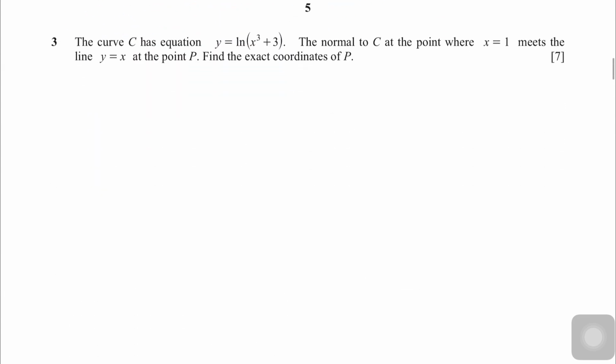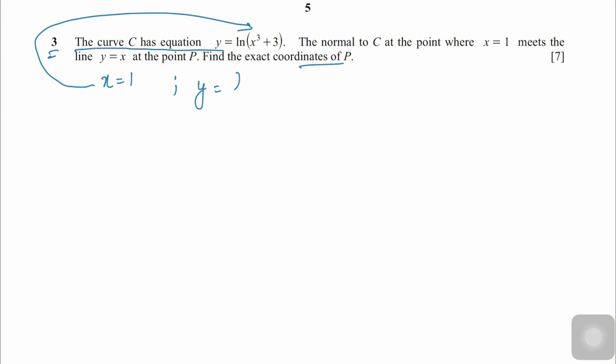Now moving on, we have our question 3 as the curve C has equation y equals ln of x cubed plus 3. The normal to C at the point where x equals 1 meets the line y equals x at the point P. Find the exact coordinates of P. So we are given x equals 1. We can calculate our y by plugging into this equation. So we'll get our y as ln of 1 cubed, which is 1, plus 3. So this would be ln 4. So we have our x and we have our y.